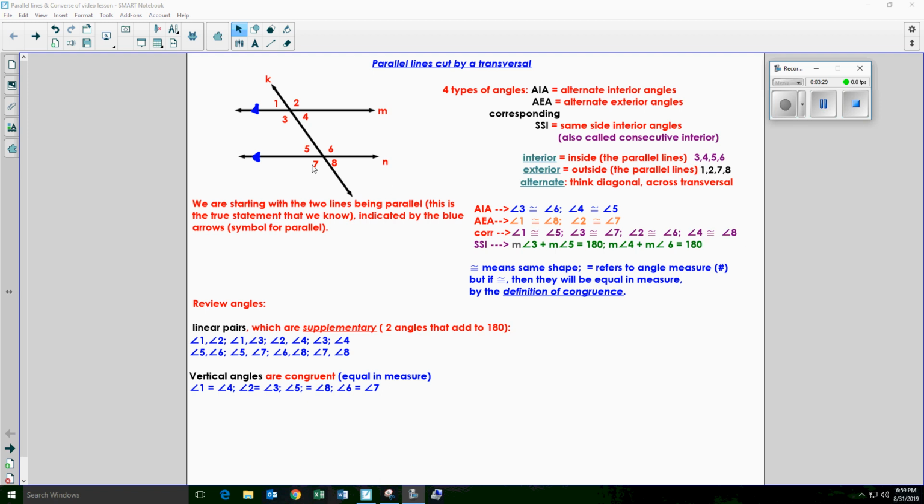The last type of angle, we have a same side interior. Again, it tells me interior, so I can only choose between these four, and it says same side. So not alternate, not diagonal, the same side. 3 and 5 is one pair, 4 and 6 is the other pair.